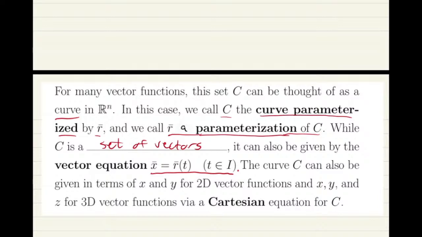Sometimes in chapter one, we wrote lines as sets, and sometimes we just gave the vector equation for the line. Both are acceptable, unless you're asked specifically for one or the other. So we can give it as a set or as a vector equation. The vector equation is X equals R of T, where T is any element of the domain of the vector function R. The curve C can also be given in terms of x and y for 2D vector functions, and x, y, and z for 3D vector functions, via what's called a Cartesian equation for C.